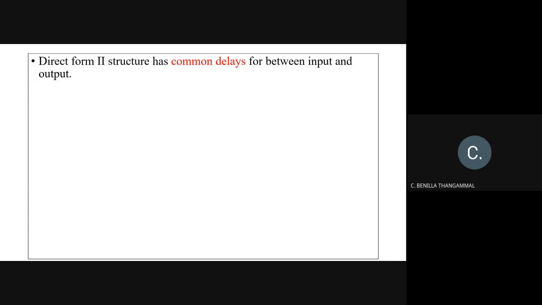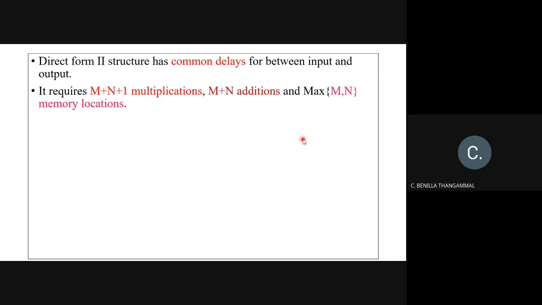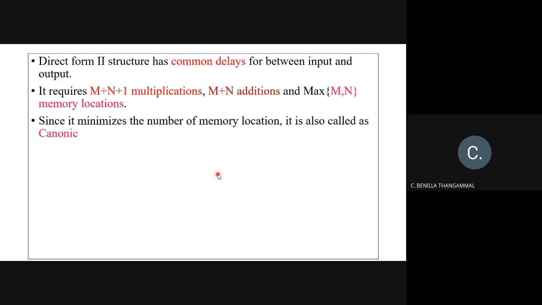Before that, the direct form 2 structure has common delays. You just see here, you have common delays. Your input and output are going to have common delays here. And then here you have n plus n plus 1 multiplications, but the memory locations have been reduced here. That is, the memory depends on the maximum value, whether your input or output has the maximum value. Depending upon that, you have it, right? So since the memory location has been reduced, we can call the structure a canonic form also, right?